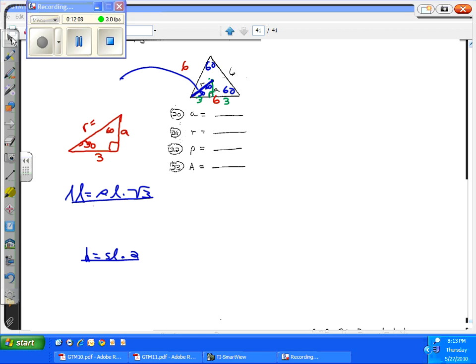What we know again is the long leg, so long leg 3 equals short leg, which is the apothem. I'm going to go ahead and put A for apothem.